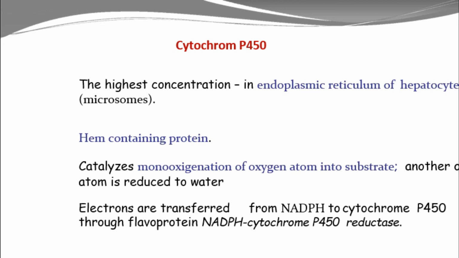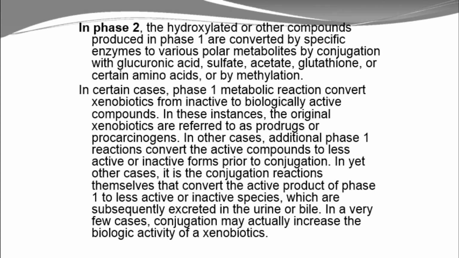Now once phase 1 is done, the liver then begins the process of phase 2. During phase 2, what will happen? The products that we have obtained from phase 1, that is the hydroxylated or other compound that is produced in phase 1, now will be converted by specific enzyme into various polar metabolites. How? By the process of conjugation. With whom? With glucuronic acid, sulfate, acetate, and so on.